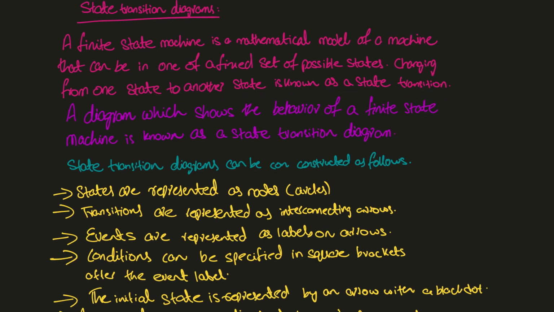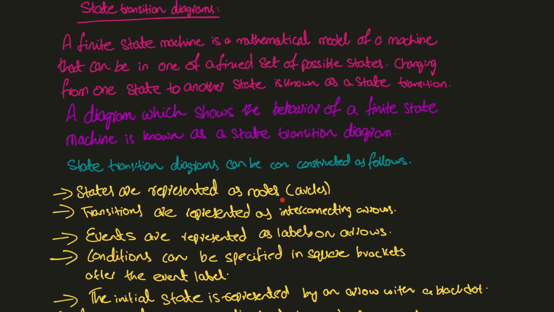Take for example, a basic thing: changing from 1 to 0 is known as a state transition, and 0 to 1 is also a state transition, because you're changing what has already been defined. So that is a general example of what a state transition is. A diagram which shows the behavior of a finite state machine is known as a state transition diagram. You have this mathematical model, and when it changes its possible states, to show that we use a state transition diagram, right?